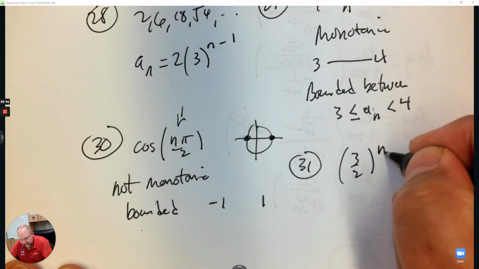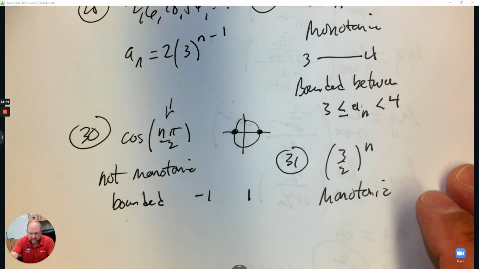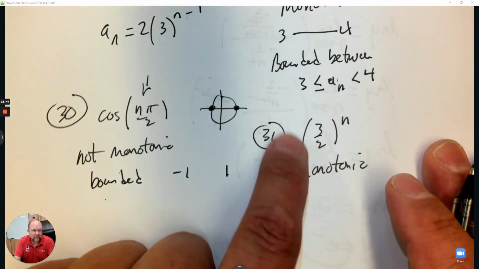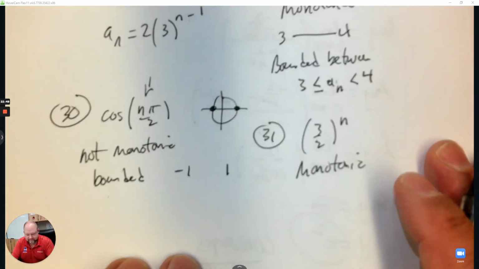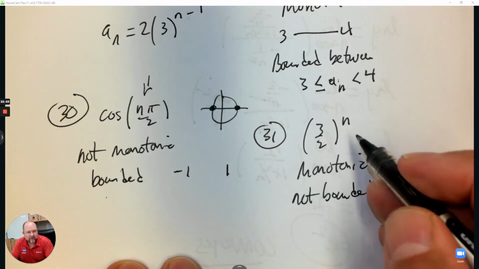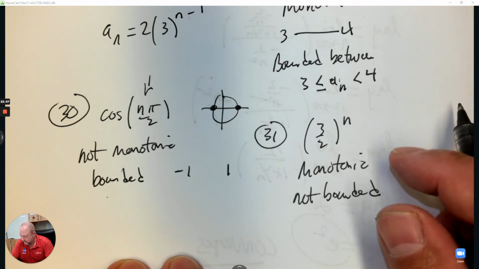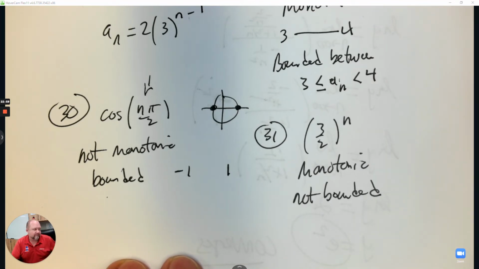3 over 2 to the n. This is monotonic. So as you plug in 1, 2, 3, 4, 5, and so on, it is increasing only. It doesn't change direction. But this is not bounded. It's going to infinity. As you put in larger numbers, the answers get larger and larger and larger. It doesn't converge. So it's not bounded. 32.